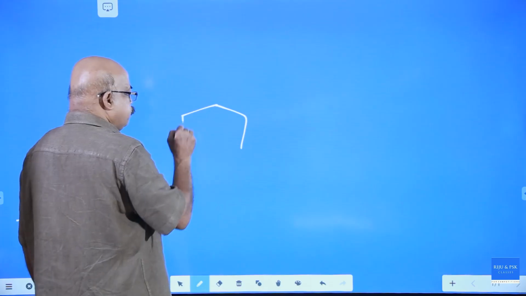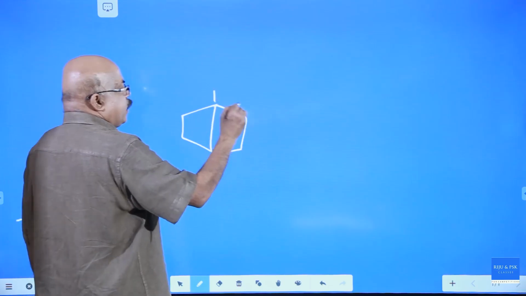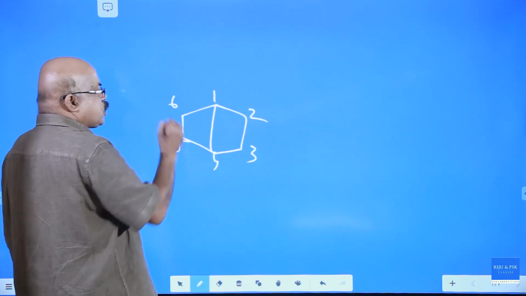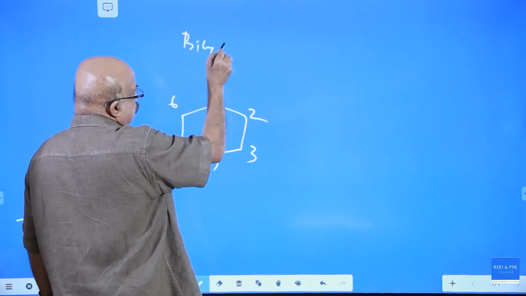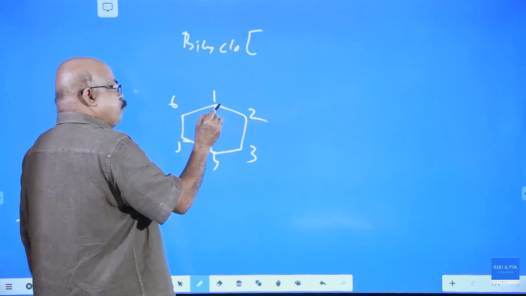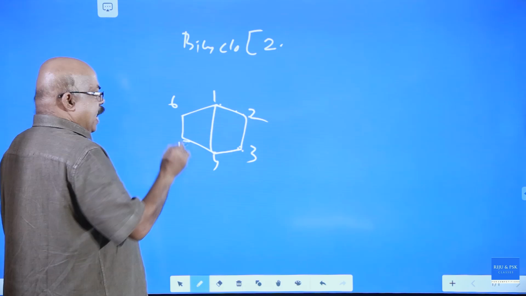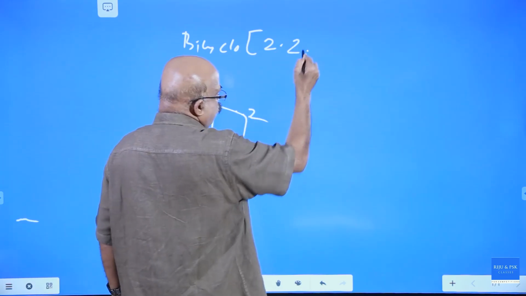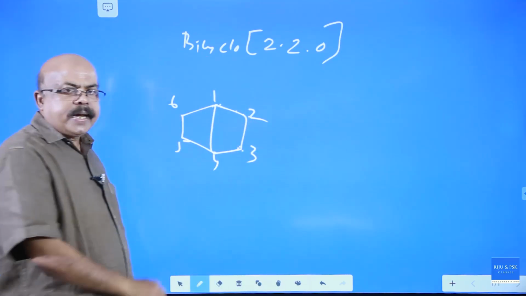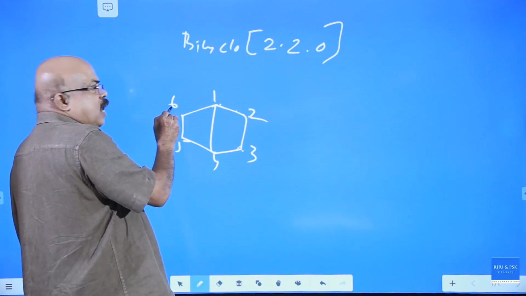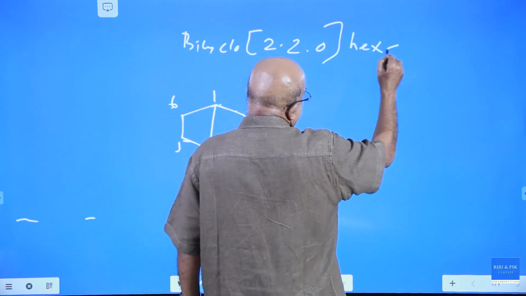So name this molecule. No substituent. 1, 2, 3, 4, 5, 6. It is named as bicyclo. This bridge has how many carbons? 2. This carbon bridge has 2 carbons. This carbon bridge has no carbon, 0 carbon. It is bicyclo 220. How many carbons are here in total? 6. It is bicyclo 220 hexane.